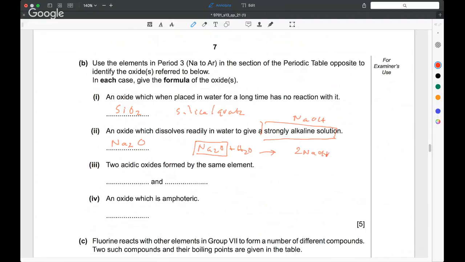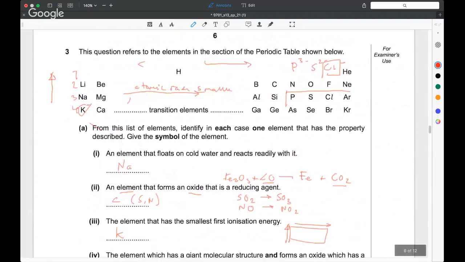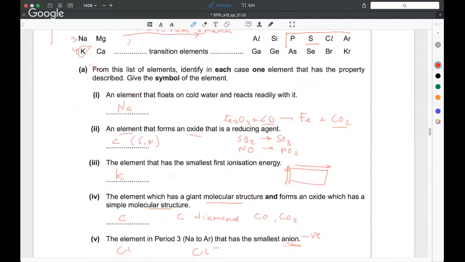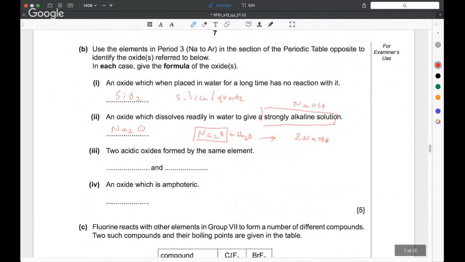Two acidic oxides formed by the same element in period 3. So a good one to choose there, look at period 3, sulfur is a really good one to choose. We talked about that earlier on anyway. Two acidic oxides, well, you've got sulfur dioxide, haven't you? And sulfur trioxide. That's really, really good for that.